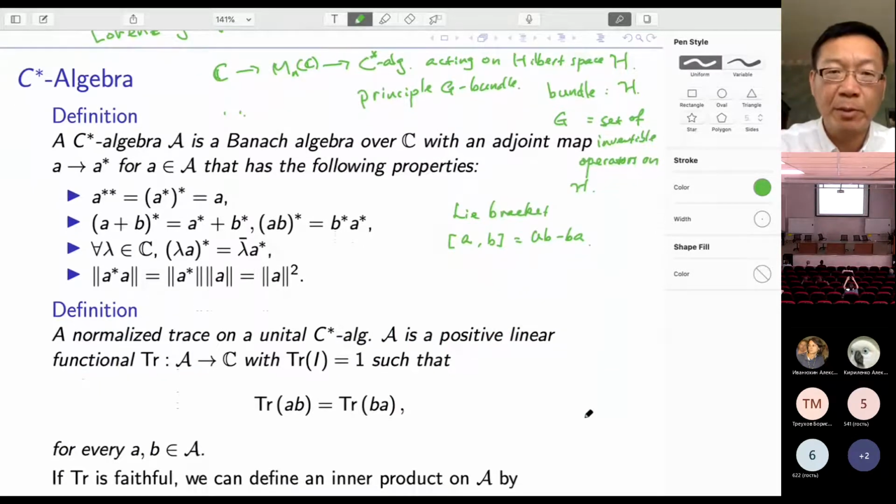Now, the C-star algebra, why do I put it out, particularly for C-star algebra? Because a C-star algebra naturally generalizes the complex numbers and the complex matrices. And moreover, it has a conjugation, the adjoint map, okay? Traditionally in a Lie algebra, we do not have the adjoint operation, but it is natural for a C-star algebra.